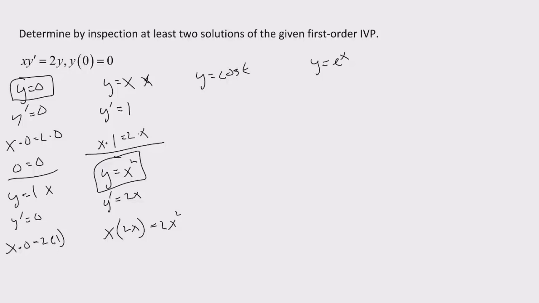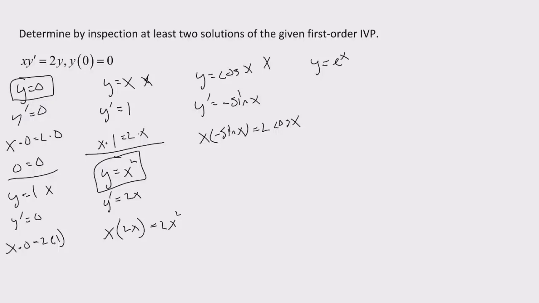What about cosine? So y prime would be negative sine t. So that would be x. And I realize I should probably stick these with x's. So cosine x and sine x. So x times negative sine x equals 2 cosine x. I don't think that's going to work out for us. Yeah, no, that's not going to work out. Okay, so that's not worthwhile to check.